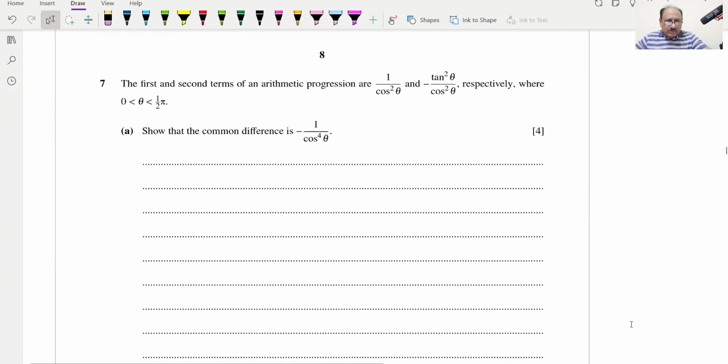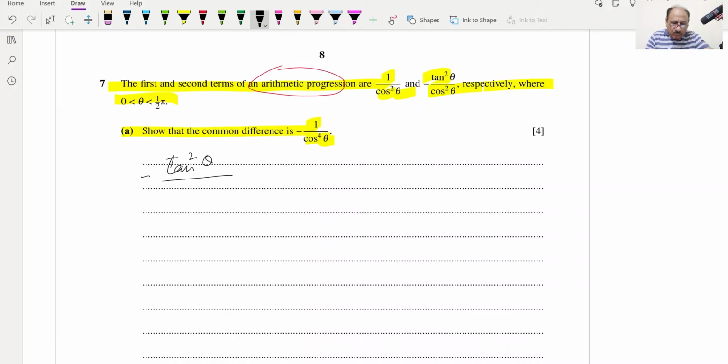Now question number 7. Question 7 says the first and the second term of the arithmetic progression are this and this respectively, where theta varies from 0 to pi by 2, show that the common ratio is this one. Common ratio is what? Second term divided by the first term. No, it's an arithmetic sequence, so it will be second term minus the first term. So we can write minus tan square theta over cos square theta and minus 1 over cos square theta. Second term minus first term.